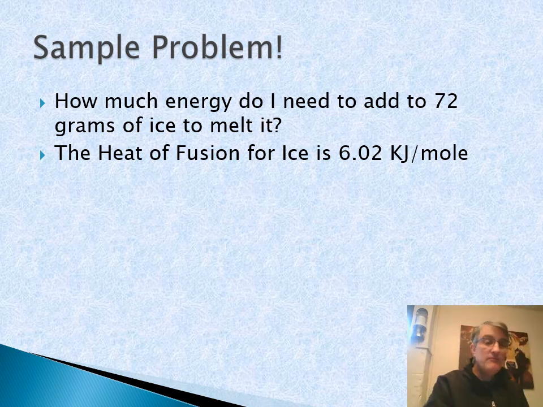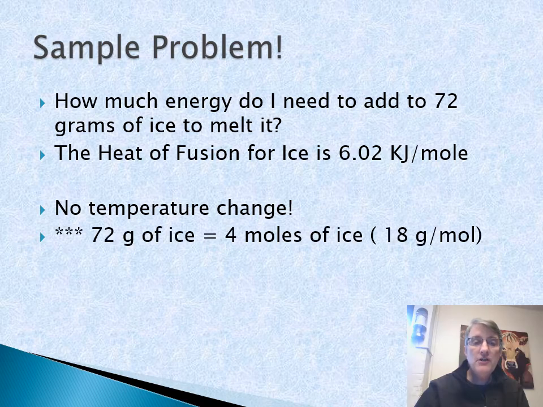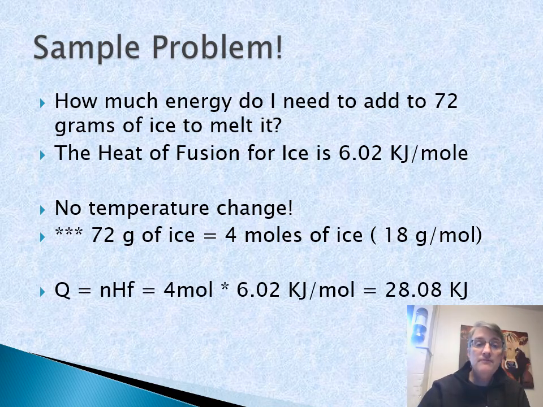That's right. Okay, so how do we solve this? There's no temperature change. I'm going to take 72 grams of ice and convert it at 18 grams per mole. That's 4 moles of ice. I can use this formula, 4 moles times 6 kilojoules per mole, the heat of fusion, and I get 28 kilojoules.